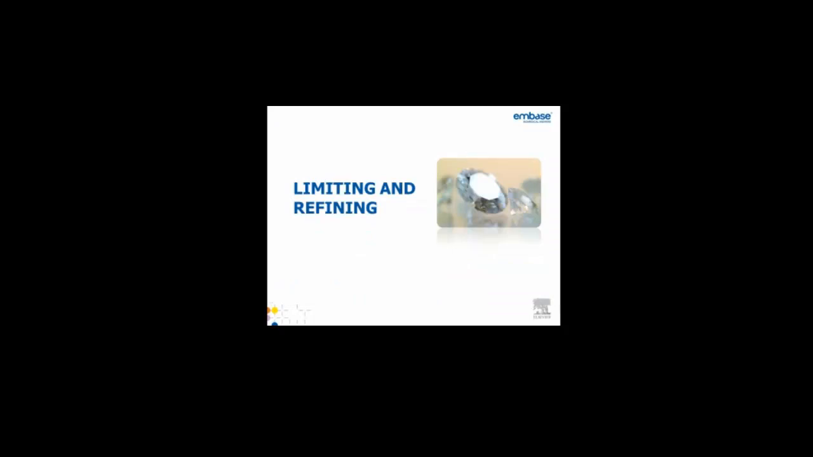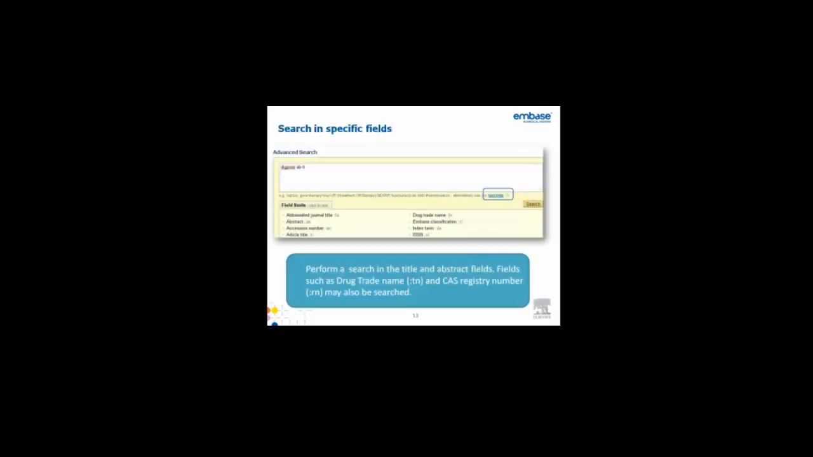Limiting and refining. There are many options for limiting and refining, and I'm just going to show you a few before we do some searches. So we do have options for searching in specific fields. Here we have the advanced search form with a field limit. So you can perform a search in the title and abstract field. Fields such as drug trade name, unique to Embase, and CAS registry numbers may also be searched.